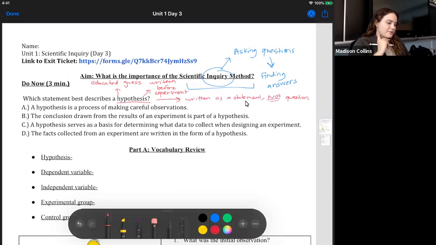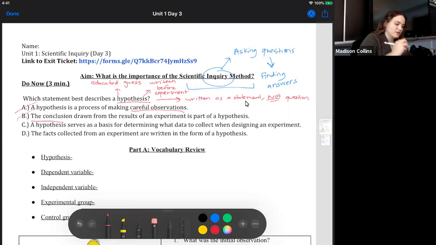Letter A says a hypothesis is a process of making careful observations. Well, correct me if I'm wrong, but don't we take observations while we perform the experiment? And we have to write the hypothesis before the experiment. So that can't be right. We're going to cross that one out. B, the conclusion drawn from the results of an experiment is part of a hypothesis. Well, once again, we're writing our hypothesis before we start the experiment. So can we go ahead and include the conclusion in that hypothesis?